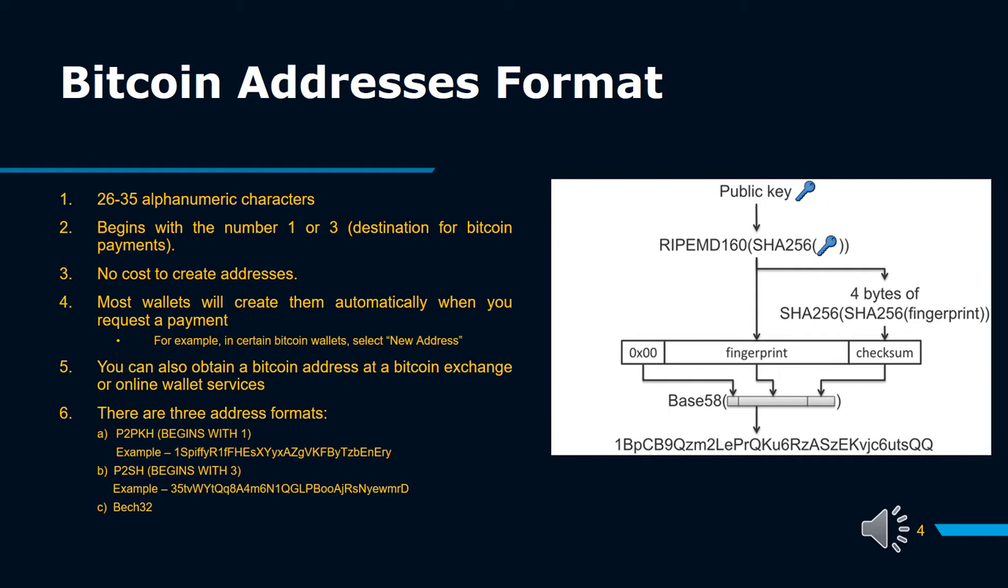There are 3 address formats. A. P2PKH, begins with 1. P2PKH, pay-to-public-key hash, is the legacy address format. P2PKH is one of the oldest Bitcoin address formats in the crypto world and is still used today.